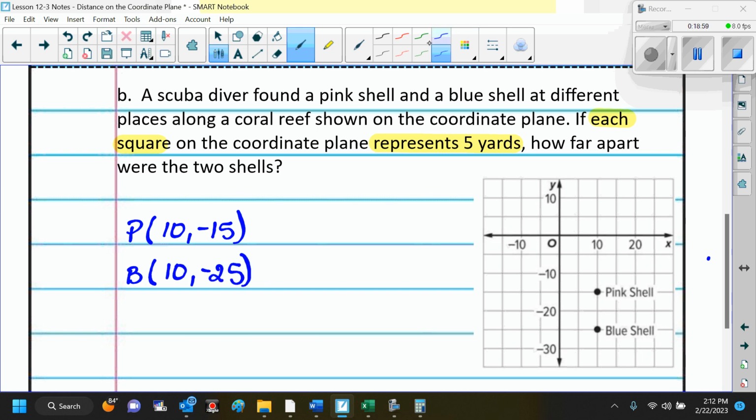All right, so again, here's the X value, here's the Y value, okay? The ones that are the same, that's the X value. So that means we're not going to use the X value to calculate, we're going to use the Y values, okay? Now, going back to our coordinate plane, you see that the pink shell and the blue shell are in the same quadrant. So if we're in the same quadrant, what are we going to do? We are going to subtract.